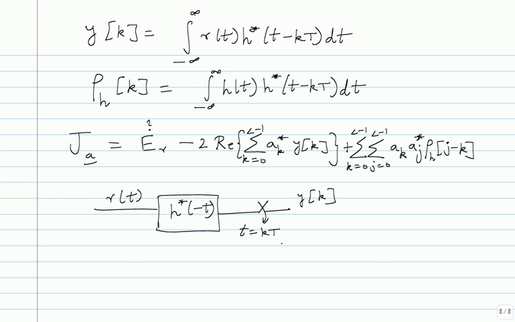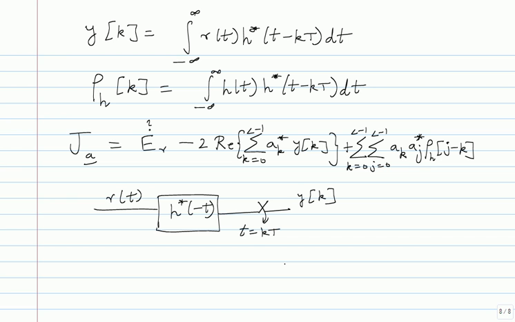So y of k can be easily computed at the receiver, assuming h star of minus t is an implementable filter. Even if it is not implementable, you can expect it to be causal, right? So h star of minus t, maybe it's going to be anti-causal. So how do you do it? You delay. But it's going to be finite energy and all that, because it's a real channel. So it will be an implementable filter, it won't be too bad. If you know it, you can implement it.